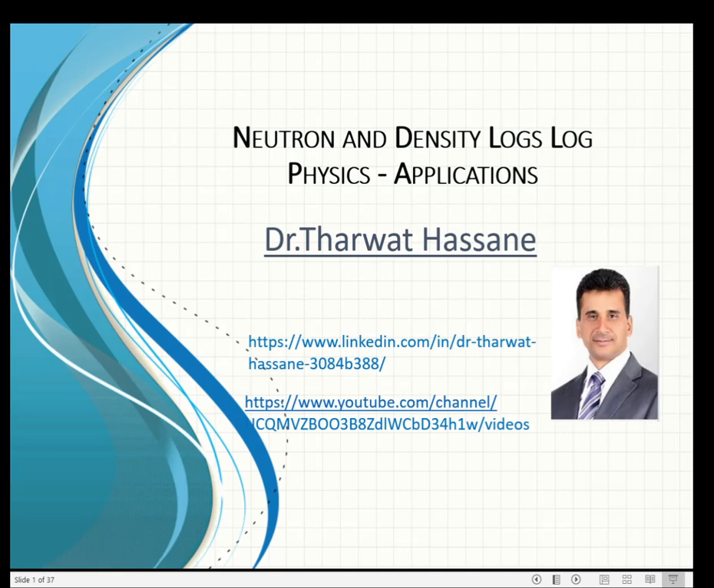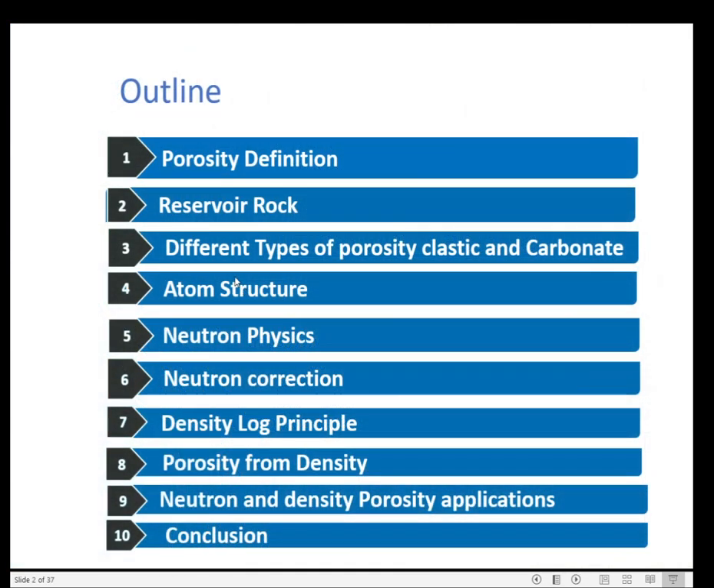Today I'm going to focus on petrophysical interpretation in terms of porosity analysis. The outline of the presentation will be porosity definitions, what the reservoir rock contains, and different types of porosity in clastic and carbonate. Then atomic structures. Yes, sure, we'll go to the atomic structures, and later on you will know why. Then neutron physics, neutron corrections, the density principle and porosity from density, and the application of that, and the combination of this and the neutron application.